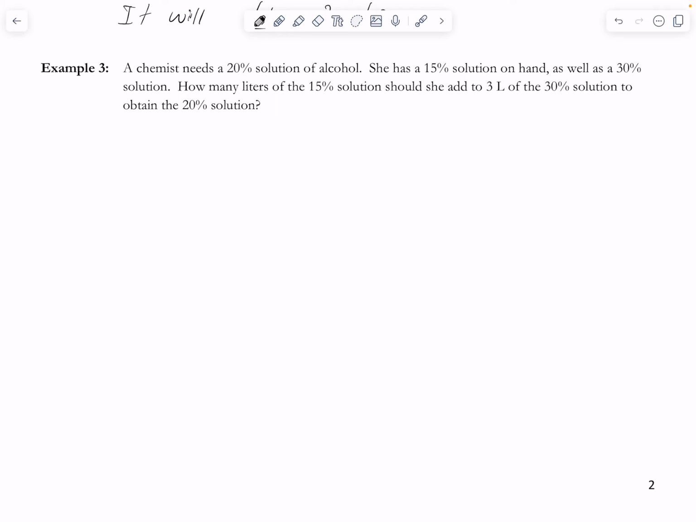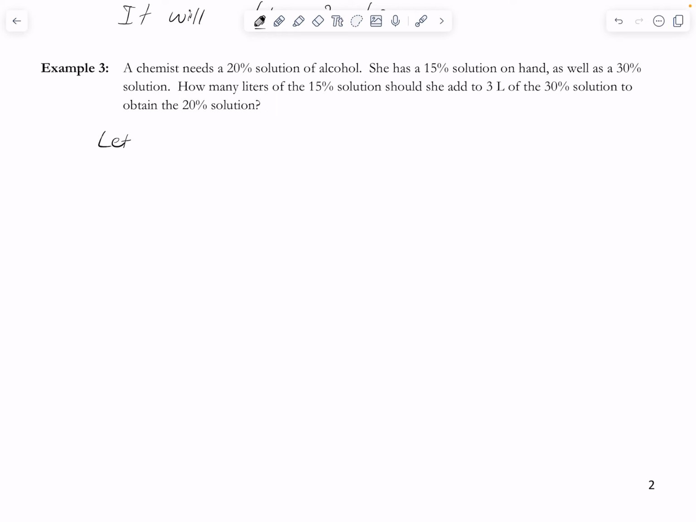How many liters of the 15% solution should she add to 3 liters of the 30% solution to obtain the 20% solution? So essentially, we need to dilute the 30% solution by adding the 15% one to get the correct percentage solution of alcohol to be 20%, okay?